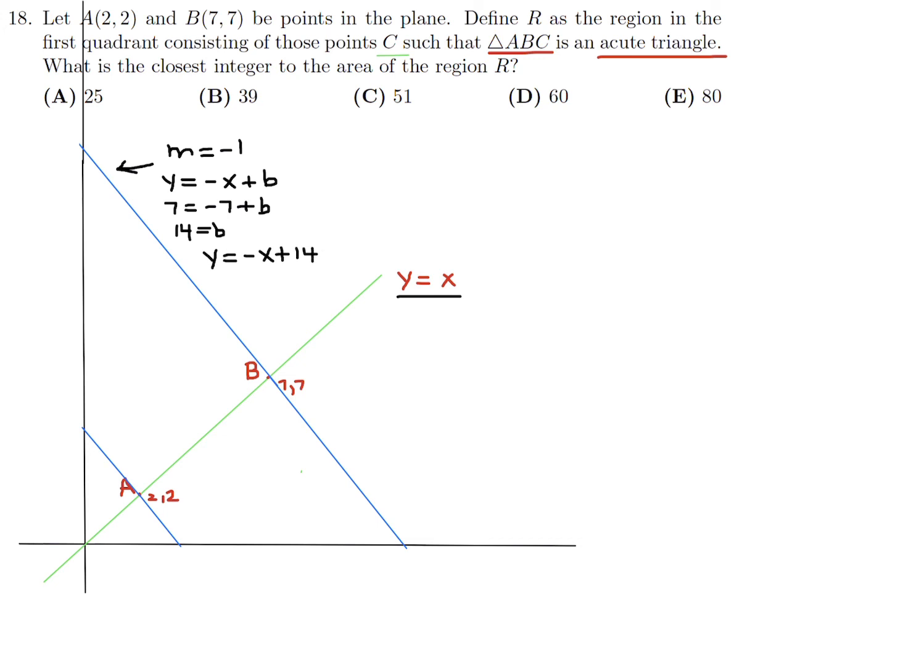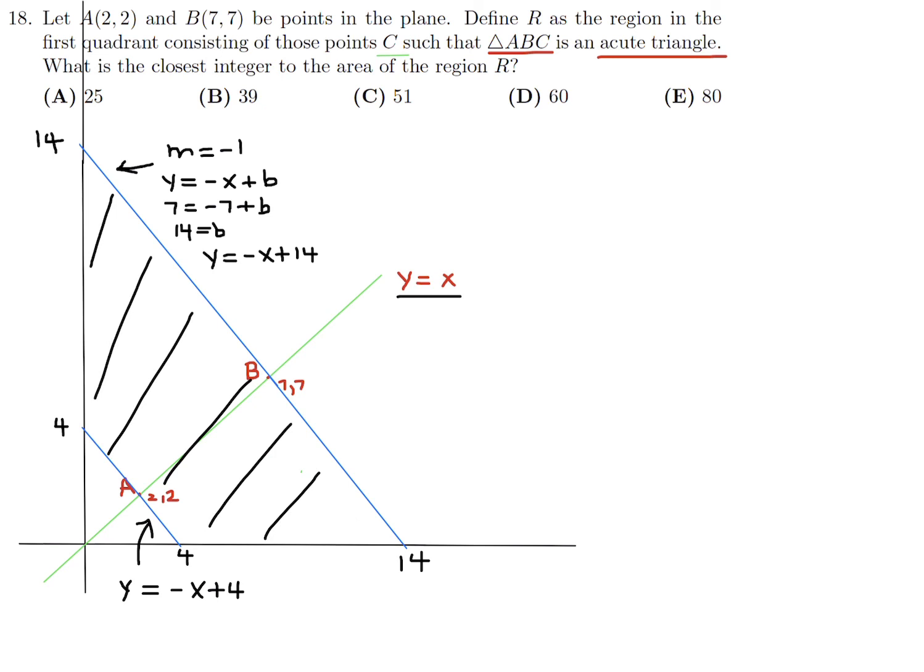If you substitute x = 0, you get y = 14. And if you substitute y = 0, you get x = 14. So there you have those points right there. In a very similar way, you can figure out the equation of that line, and it is y = -x + 4. Therefore this gives you (4, 0) and (0, 4) as the coordinates. So now how do I figure out the area of this blue, or shaded, region?